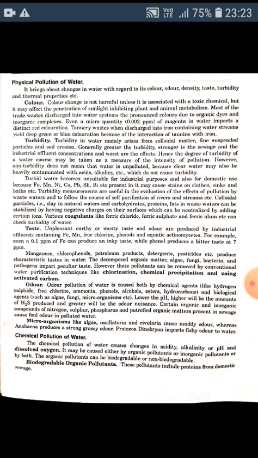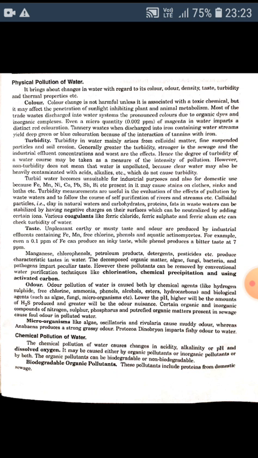Unpleasant, earthy, or musty taste and odor are produced by industrial effluents containing iron, manganese, free chlorine, phenols, and aquatic actinomycetes. For example, even 0.1 ppm of iron can produce an inky taste, while phenol produces a bitter taste at 7 ppm. Manganese, chlorophenols, petroleum products produce characteristic tastes in water. The decomposed organic matter, algae, fungi, bacteria, and pathogens impart peculiar tastes. However, these pollutants can be removed by conventional water purification techniques like chlorination, chemical precipitation, and using activated carbon.